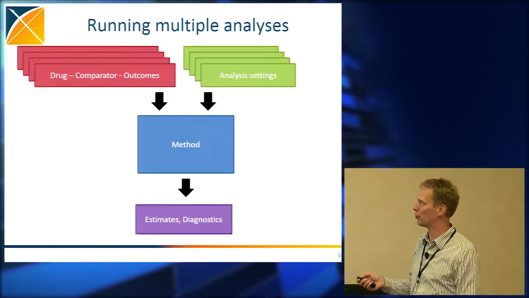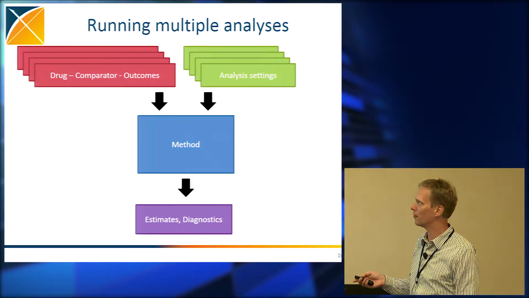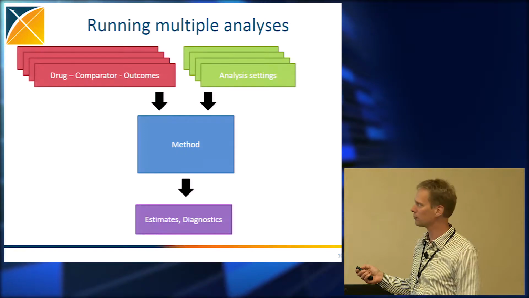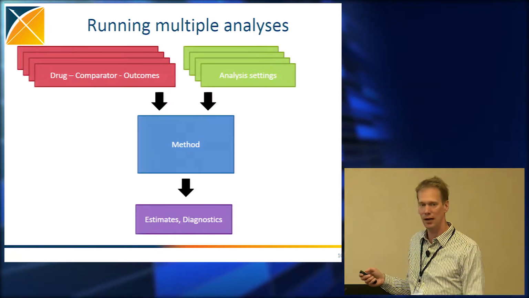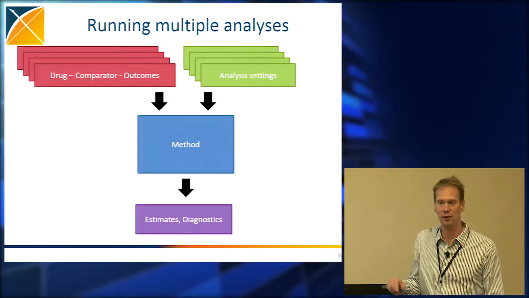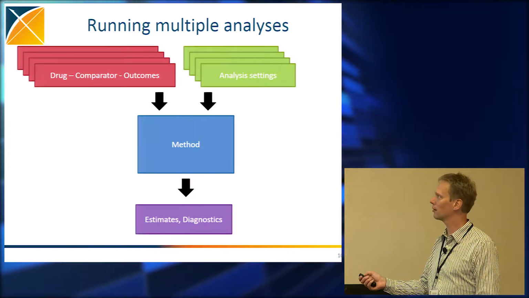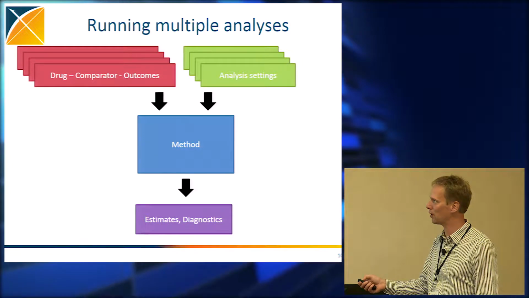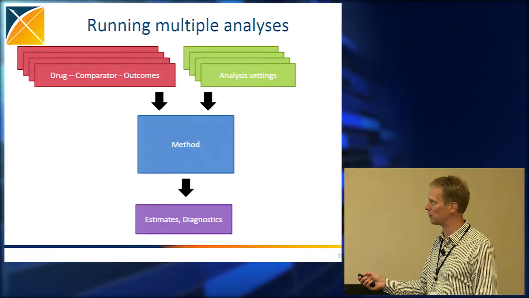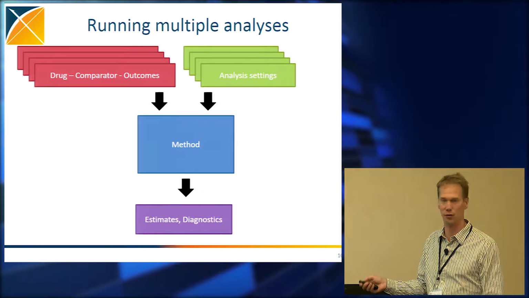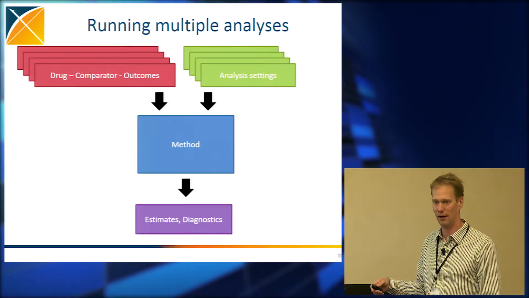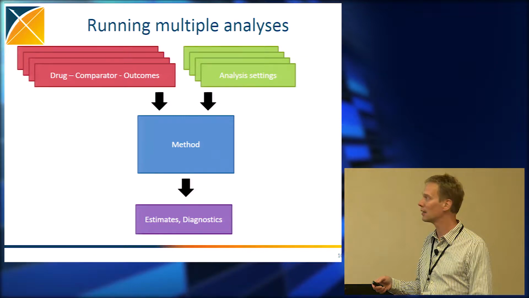But you can have multiple TCOs altogether, and then you can have one or more analysis settings. Feed those into the package, and what it will do is create the full Cartesian product of all of these. So each and every one of these T's and O's is executed with each and every one of these analysis settings. So if you have 10 on this side and 10 on that side, you get 100 analyses that are being performed for you.